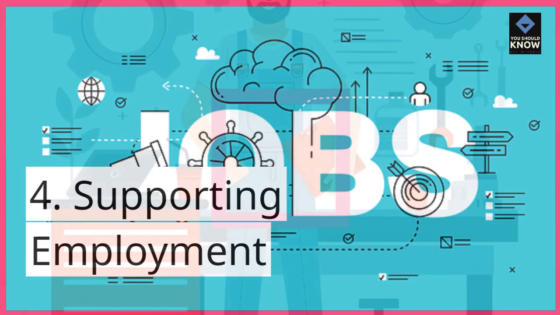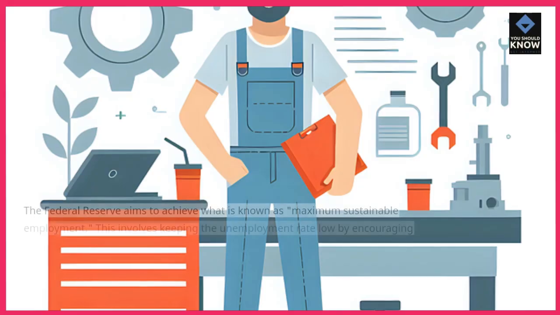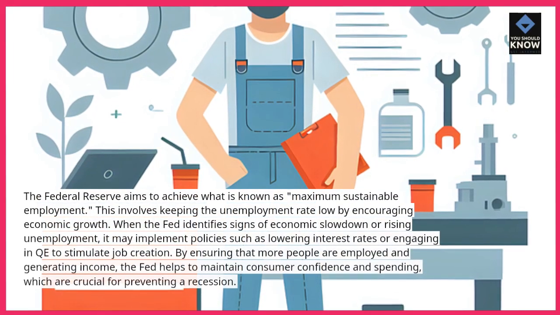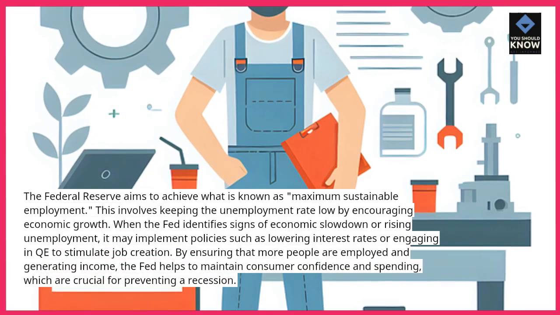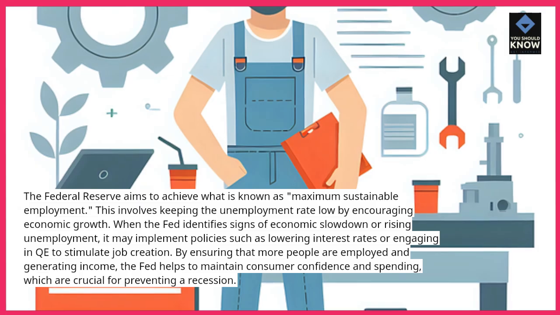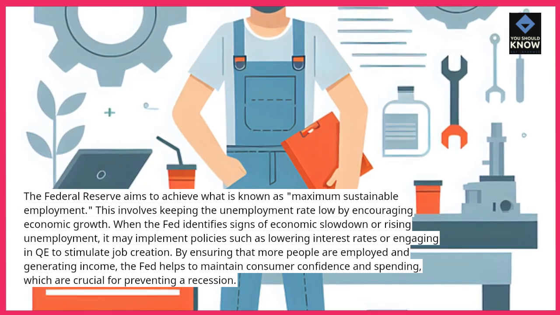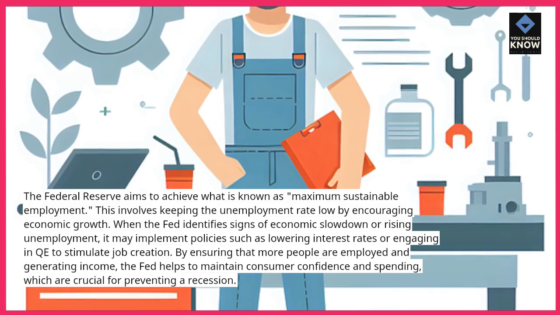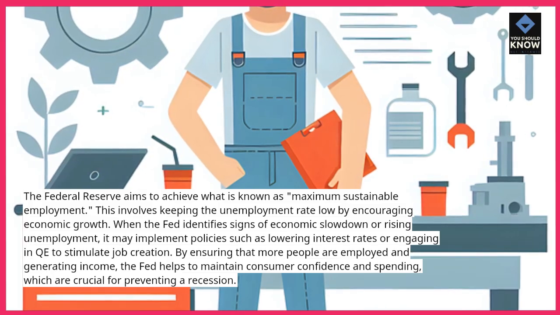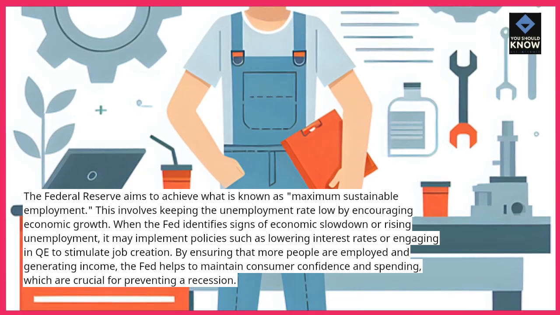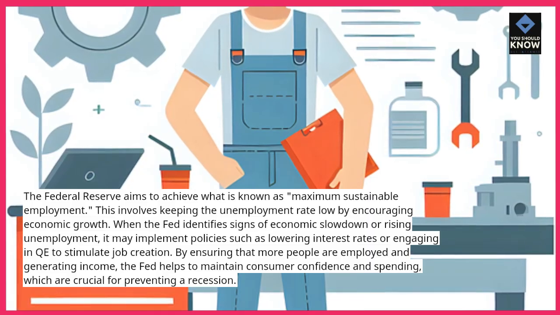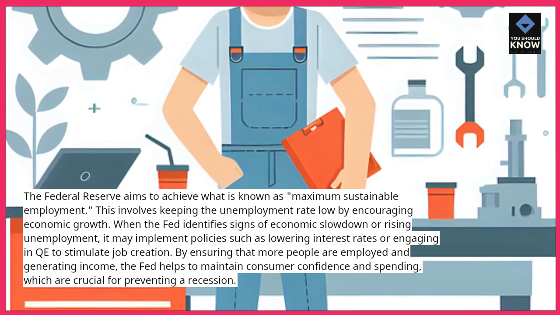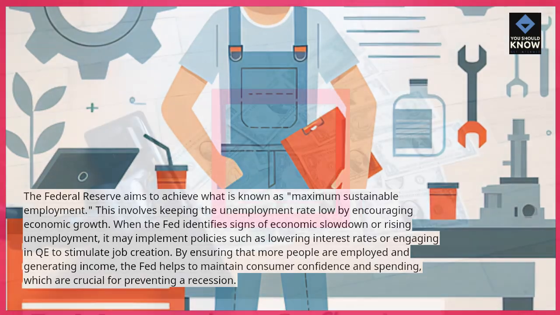4. Supporting employment. The Federal Reserve aims to achieve what is known as maximum sustainable employment. This involves keeping the unemployment rate low by encouraging economic growth. When the Fed identifies signs of economic slowdown or rising unemployment, it may implement policies such as lowering interest rates or engaging in QE to stimulate job creation. By ensuring that more people are employed and generating income, the Fed helps to maintain consumer confidence and spending, which are crucial for preventing a recession.